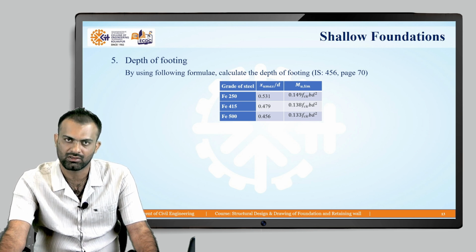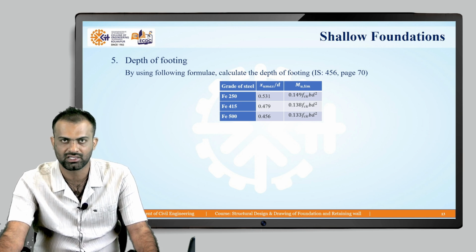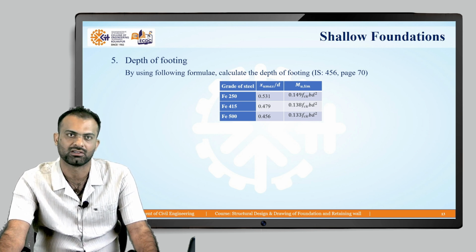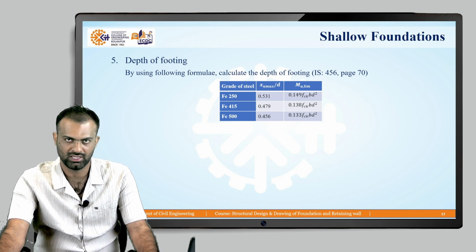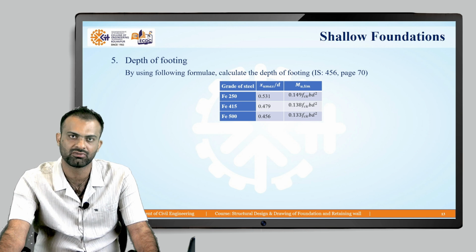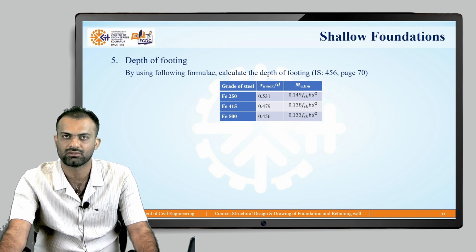If you substitute this value into MU, you already know what the MU is in the compression or tension, here in terms of FCK. You substitute this value in the moment of resistance in compression. You already know MU limit equals 0.36 FCK BD into (1 minus 0.42 XU by D) into FCK BD. If you substitute this one, these values will arise.